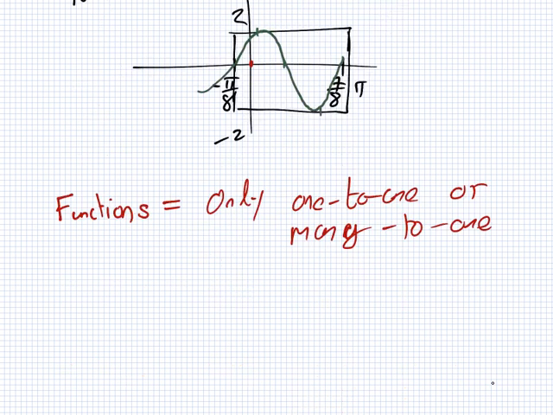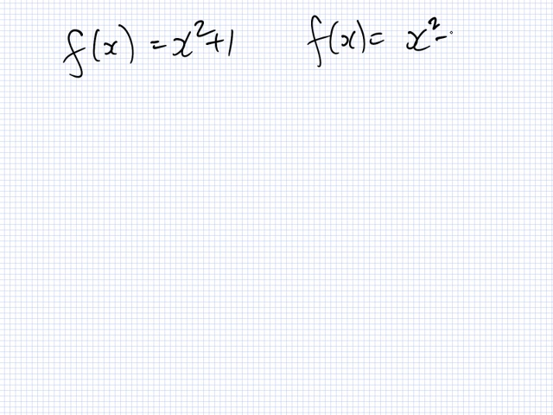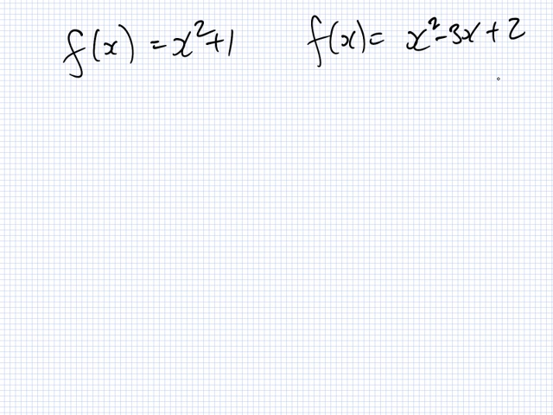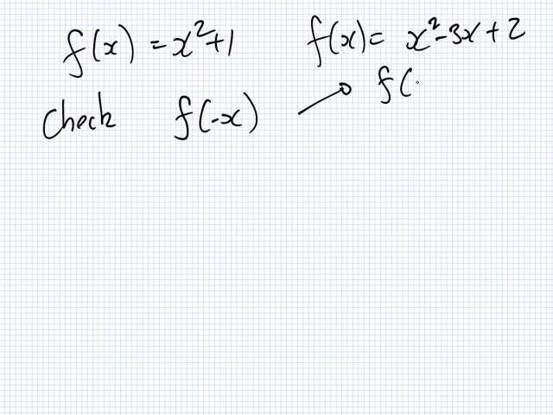Can I scroll down? Take an example like this. The first one, even or odd? Even. Yeah. The second one? Neither. Because this one, its graph looks like this, which makes it even. And this one, its graph looks like this, which makes it neither. So how can we check? Well, there is a way you can check. You can just check what happens if you calculate f of minus x. If you can get f of x, then it's even. If you can get minus f of x, then it's odd.